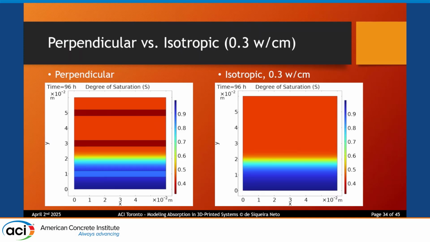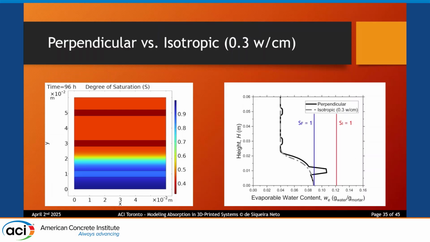So the first one is a comparison when the layers of the layered system are perpendicular to the main absorption direction to their isotropic counterpart. Now, because our layered system mostly consists of filaments, the appropriate comparison in this case is to an isotropic scenario where the entire domain is a filament, so the entire domain is constituted by the mortar with a water-cement ratio of 0.3. So we're going to go from these two contour plots to a couple of one-dimensional moisture profiles.